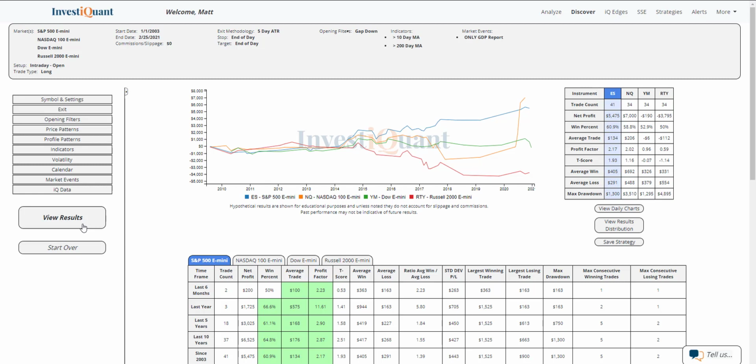So in both instances, the S&P and the NASDAQ have had win rates that are a little bit stronger, and the moves to the upside have been bigger than the moves to the downside. That is not the case with the Dow and the Russell. Those are more neutral patterns. So historically, it looks like the S&P and NASDAQ have fared a bit better on this day.